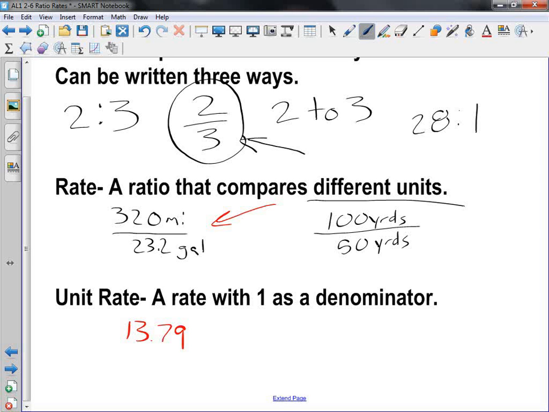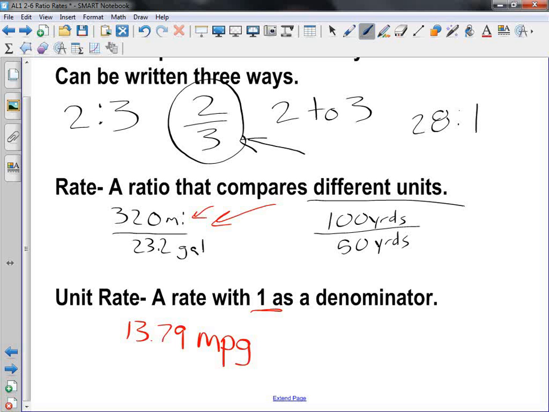Then we write the back half as, since miles is on top, we say miles. What letter do I use for the division sign? Does anybody know? P for per, right? The division sign means per. So this is miles per gallon, MPG. That's 13.79 miles per how many gallons? 1 gallon, right? And that's the unit rate, 1 on bottom. So we want 1 gallon.